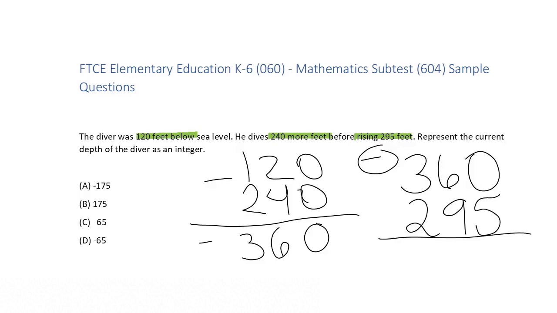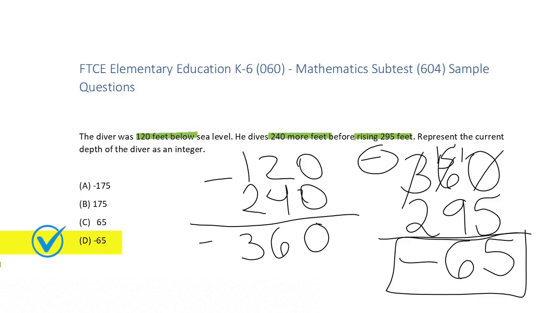So we know that we will need to make the 0 a 10 to regroup. The 6 will then become a 5, and 10 minus 5 is 5. And then this will now become a 15, and 15 minus 9 is 6. And because 360 is more than 295, we are still in the negative numbers. So our correct answer is negative 65.